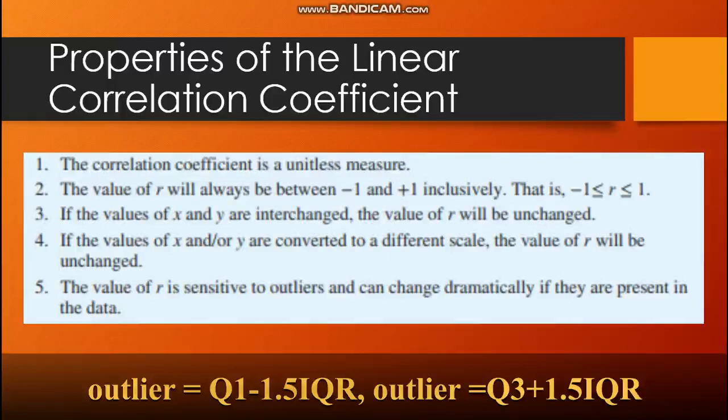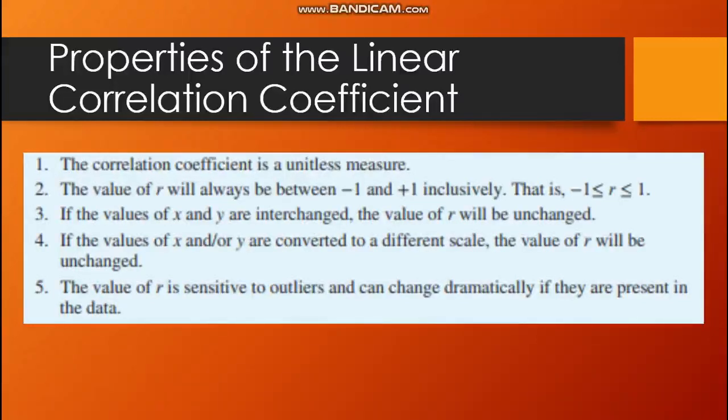Now, kapag may outlier, sensitive dun yung ating R. Kasi masyadong malayo yung outlier from the given set of data, yung mga values niya sa other values, so naapektuhan yung R. Okay? O lumiliit yung ating relationship. Okay? Actually, lumiliit yung relationship. Okay? Because of the outliers.